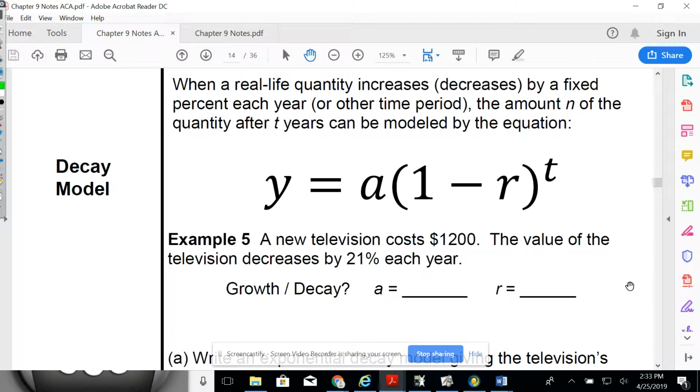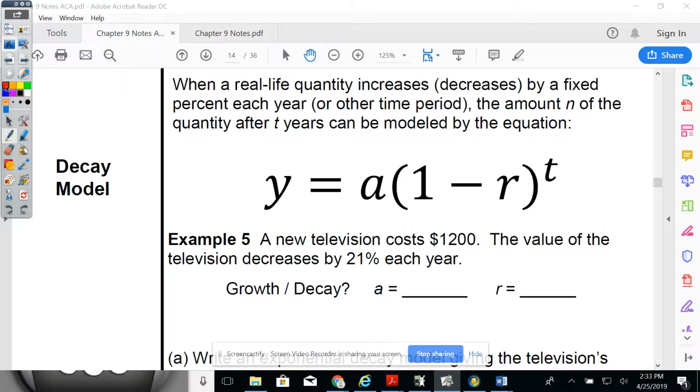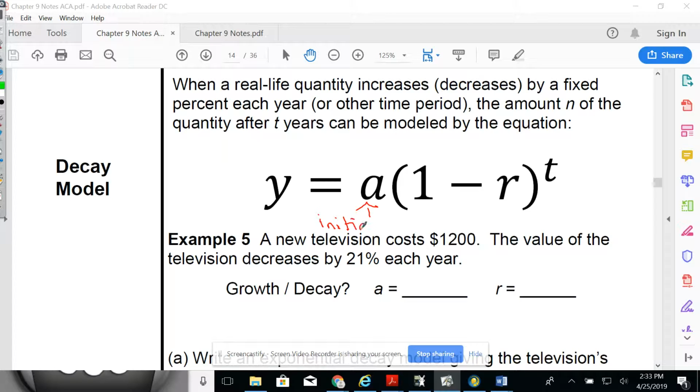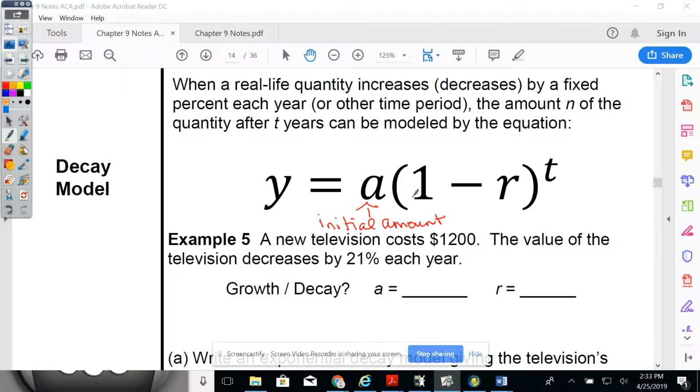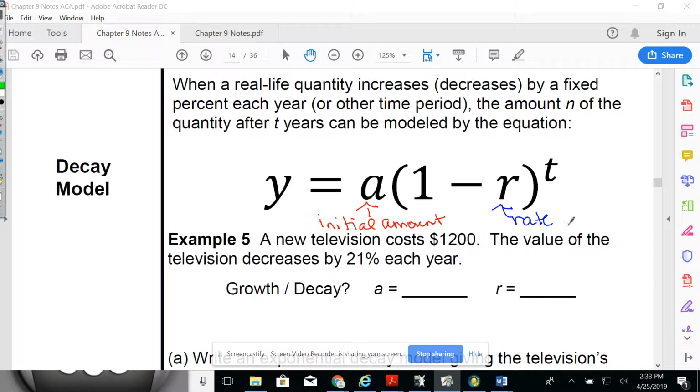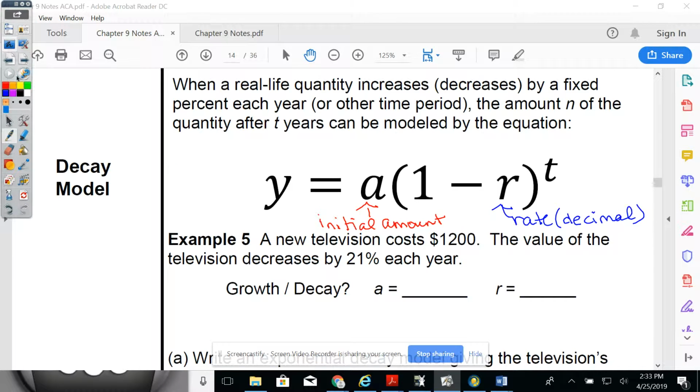So looking at the different parts, we're going to label it again. Right here, the A value is your starting number, so we say that's your initial amount. The R is your rate. And again, usually it's given as a percent, but we need to change it to a decimal. The T is the time in years.